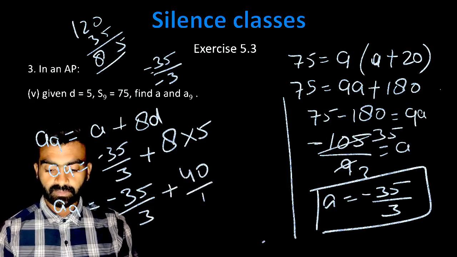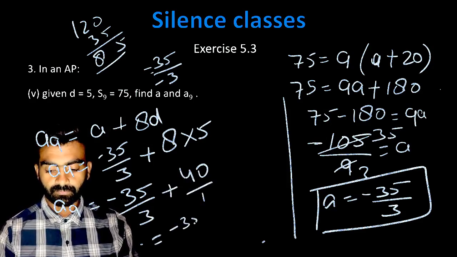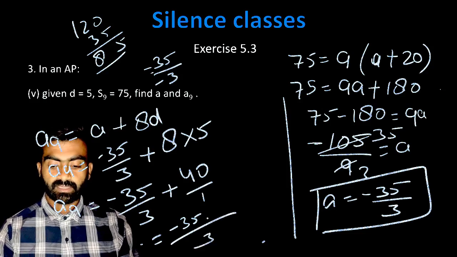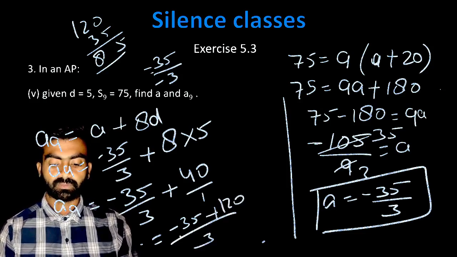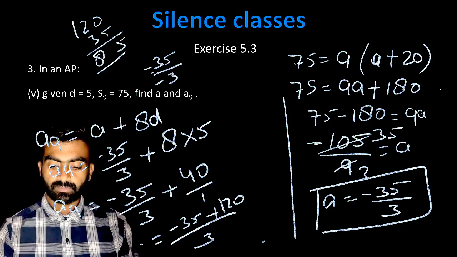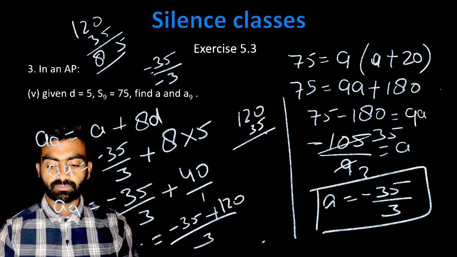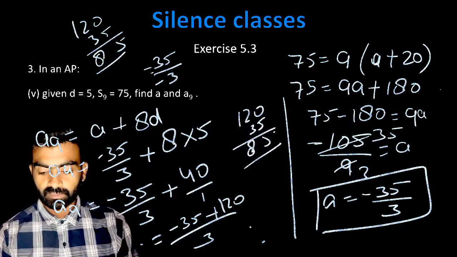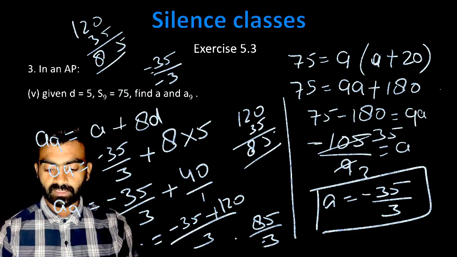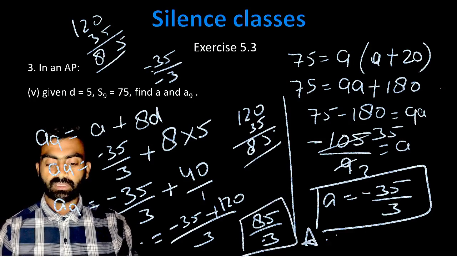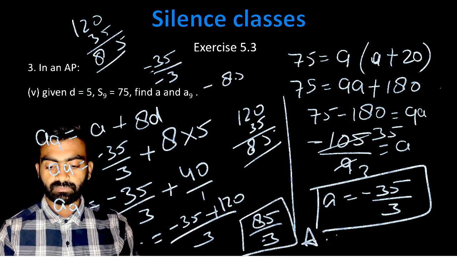So we can take the LCM. So 3 times 40, 3 4s are 12, so we get 120 minus 35, which gives us 85. So we get 85 upon 3, and this is a9. So a9 is equal to 85 upon 3.